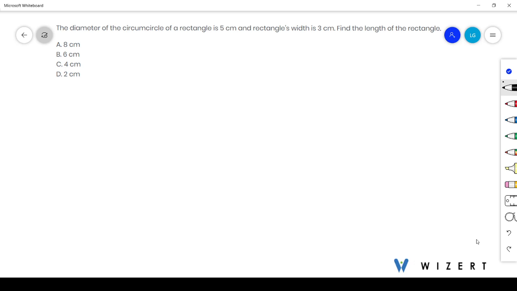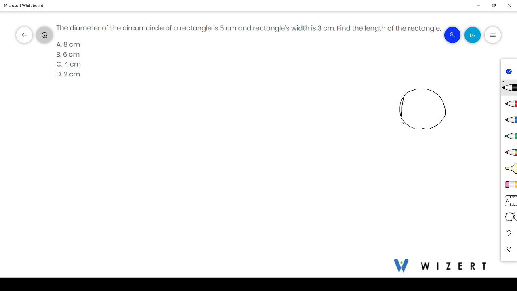Our question is: the diameter of the circumcircle of a rectangle is 5 cm and the rectangle's width is 3 cm. Find the length of the rectangle. Here we have given that the diameter of the circumcircle of a rectangle is 5 cm.